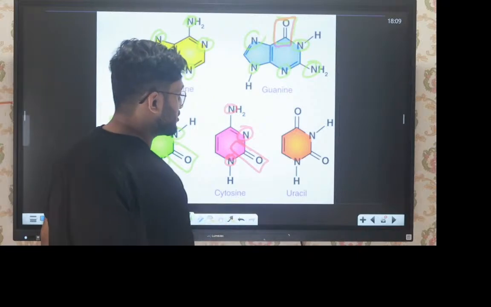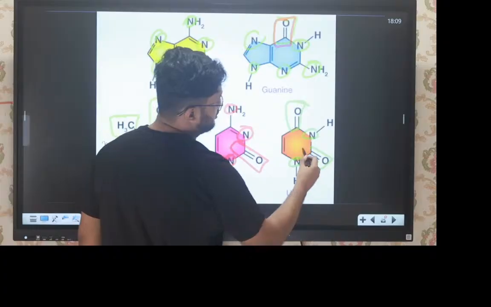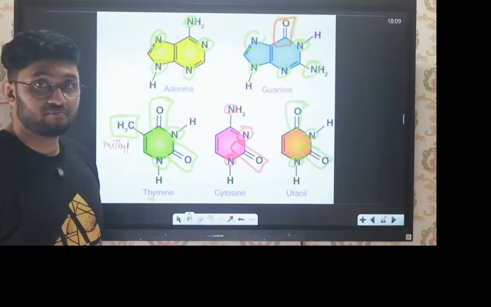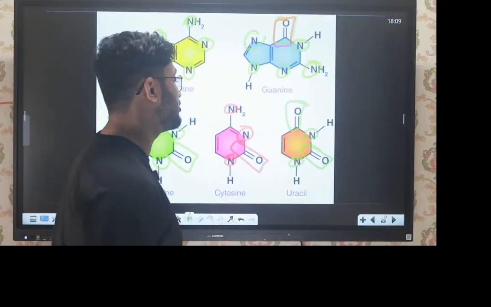The same thing goes for uracil. How many nitrogens? You got one and you got two. And then you got two carboxyls. Alright, students? Very, very important. Practice this really hard for your exams.